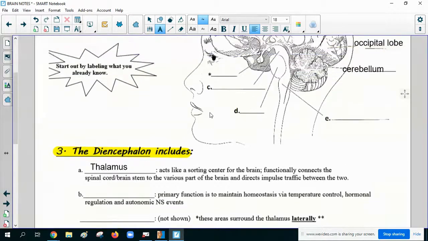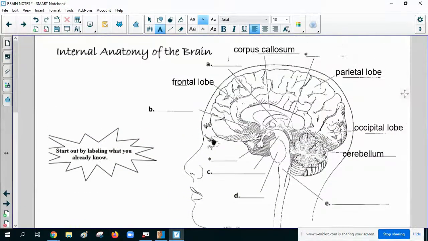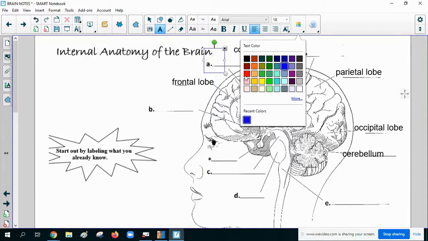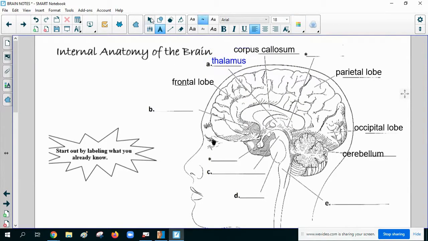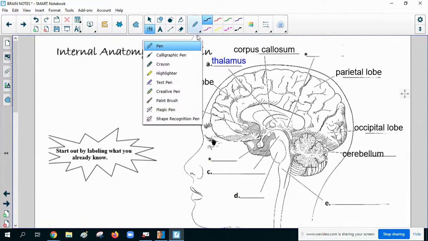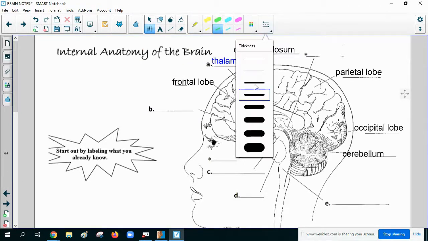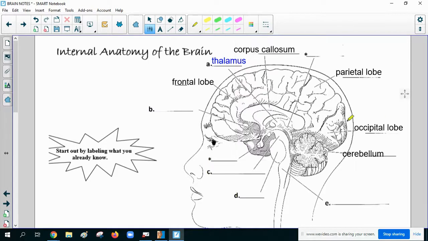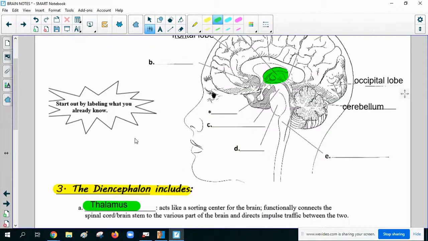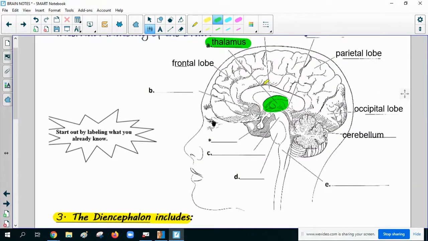So if we go up to the diagram and we find part A, we'll go ahead and label it, change colors so you know it's new, thalamus. And I will also show you where to color. It will be very helpful for you on your reviews if you go ahead and color as I am showing you. Okay, I have the thalamus marked, colored, and labeled.